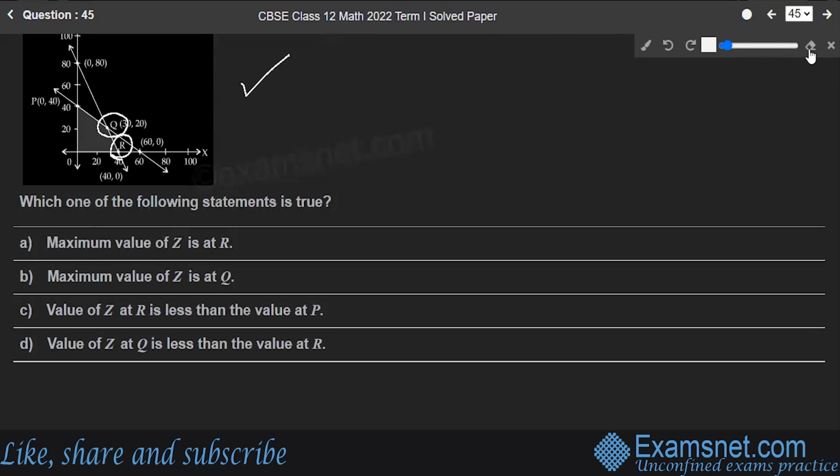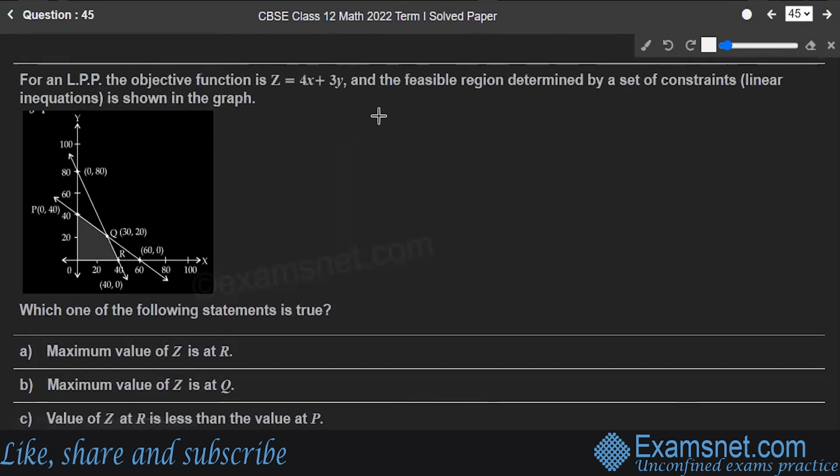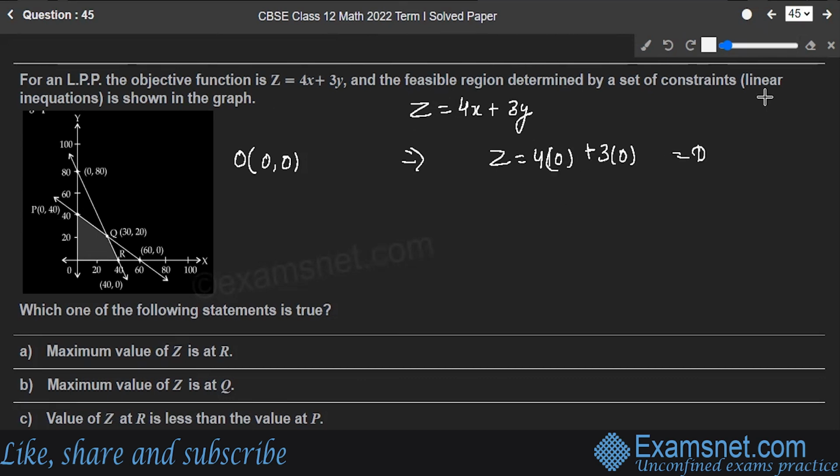Okay. So in any case, we need to find out the value of z for either of the points. So the first point is this origin 0, 0. z is given by 4x plus 3y, and for origin, the coordinates are 0, 0. z is equal to 4 into 0 plus 3 into 0, which is equal to 0.